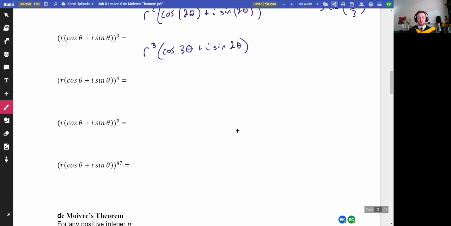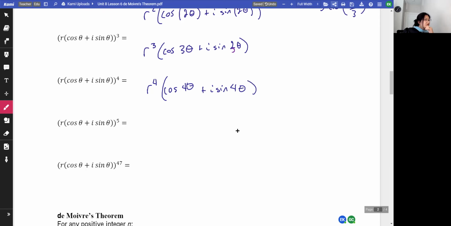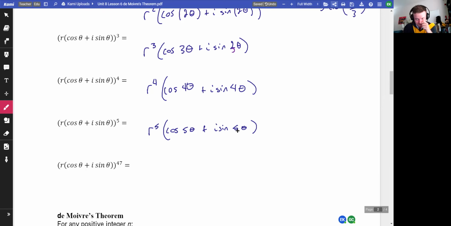Yeah, but I'm going to make you do the next few. Okay, that's fine. How about to the fourth? Changing that 3 to a 4. R to the 4th times cosine 4 theta plus i sine 4 theta. And then r to the 5th times cosine 5 theta plus i sine 5 theta. Changing that 4 to a 5. And then my favorite number, what is r cosine theta plus i sine theta to the 47?